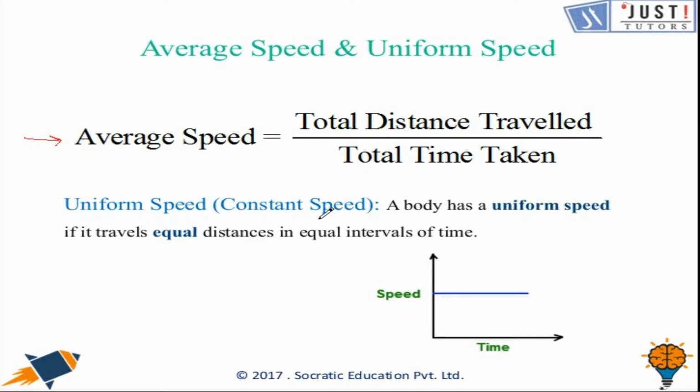Uniform speed is a constant speed. A body has a uniform speed if it travels equal distances in equal intervals of time, and the graph of it will be a straight line parallel to the x-axis, which denotes time.